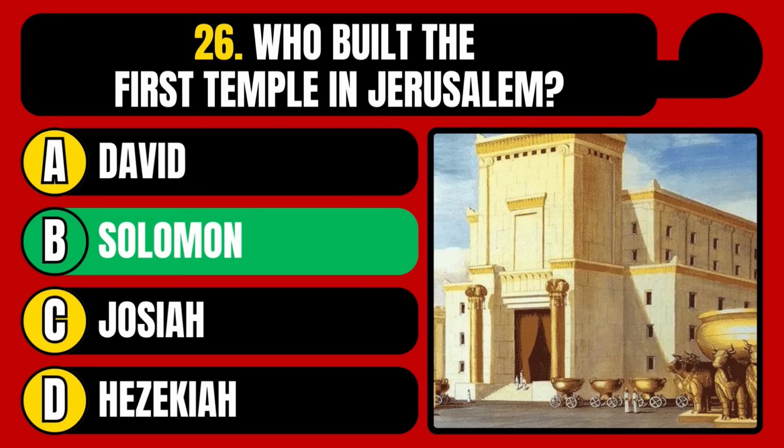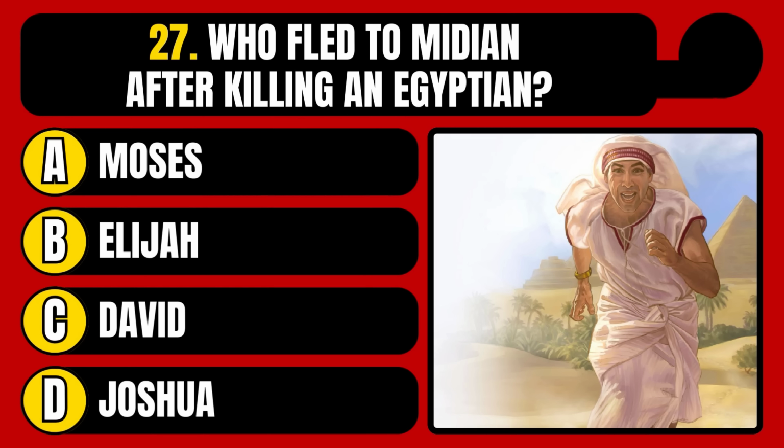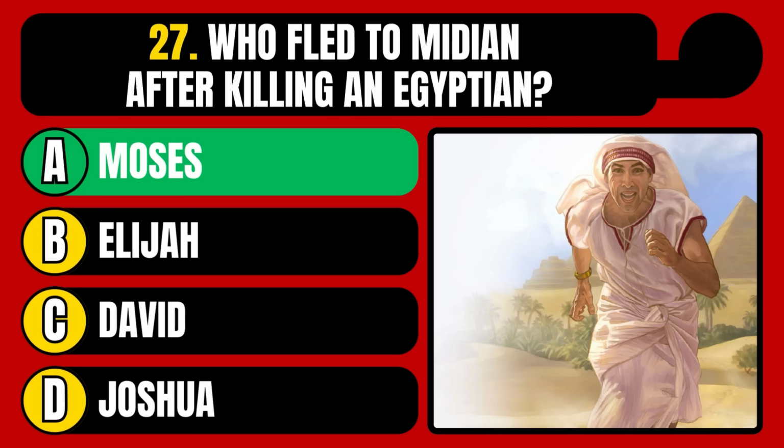The correct answer is option B, Solomon. Who fled to Midian after killing an Egyptian? Moses, Elijah, David, or Joshua? The correct answer is option A, Moses.